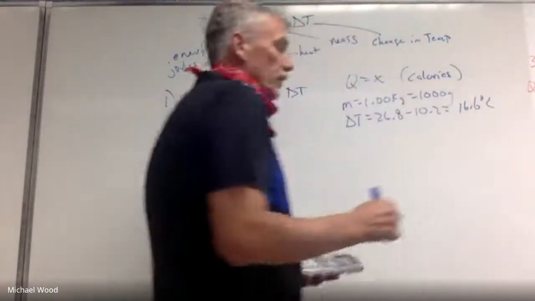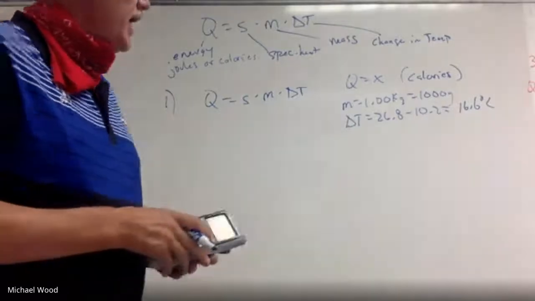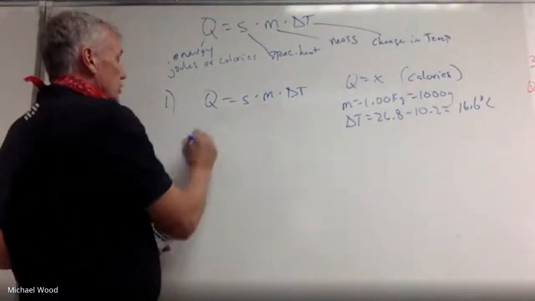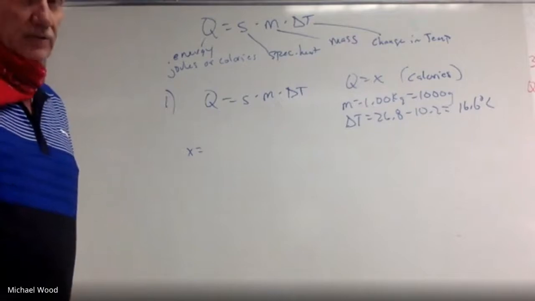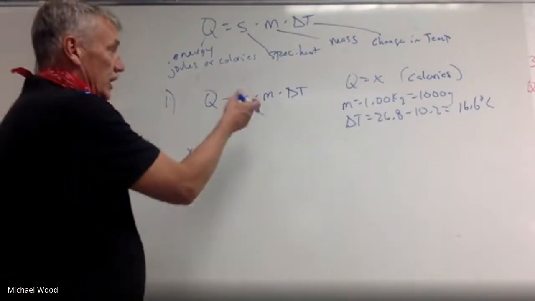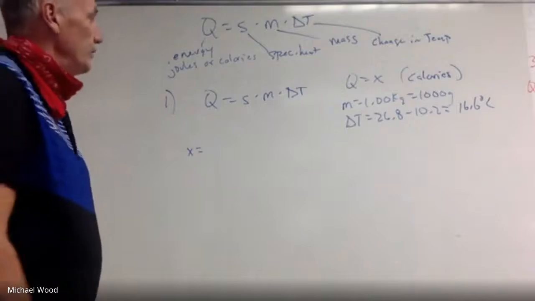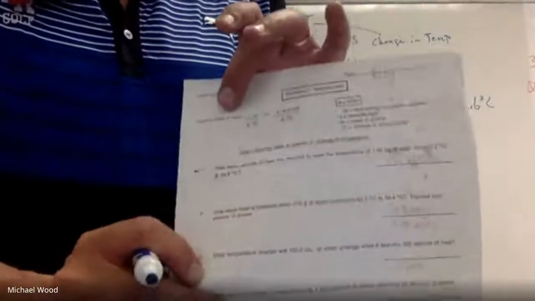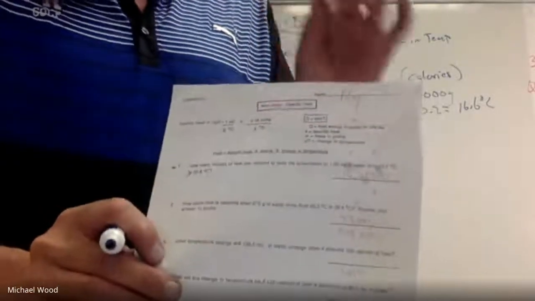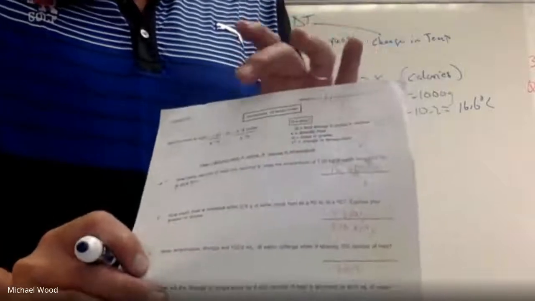I call these plug and chug problems. You just have the equation and you just plug things in. Here Q is X, but Q is not always X. It could be S, it could be M, or it could be delta T. You've got 4 variables, and you'll be given 3 of the 4. If you look right up here at the top, this is water, and the first 8 problems are all about water. Number 9 and 10 are not, and I'll look at 9 and 10 in a little bit.